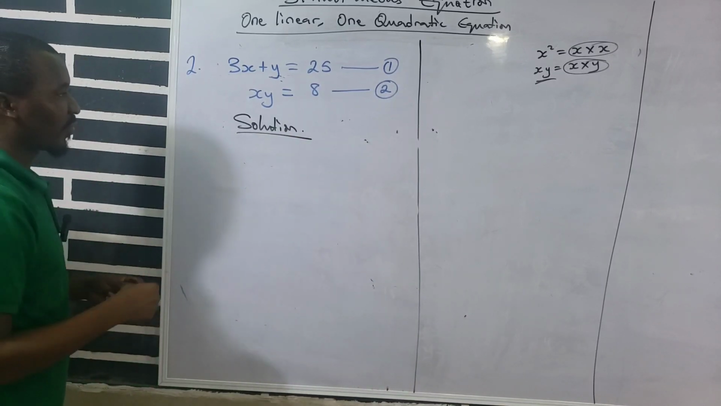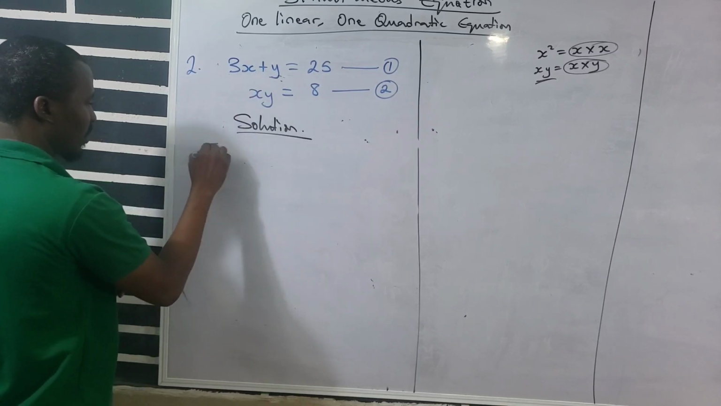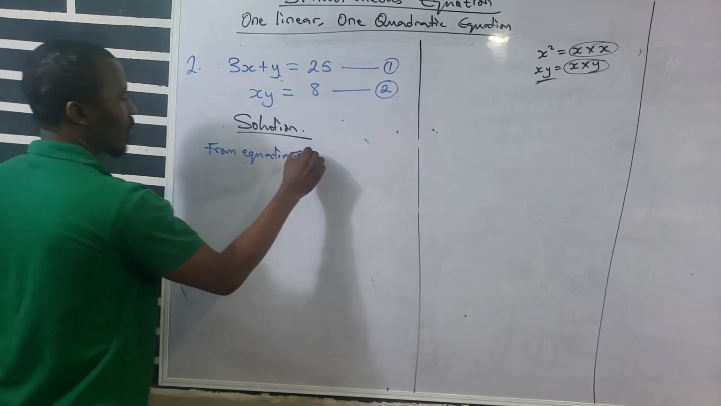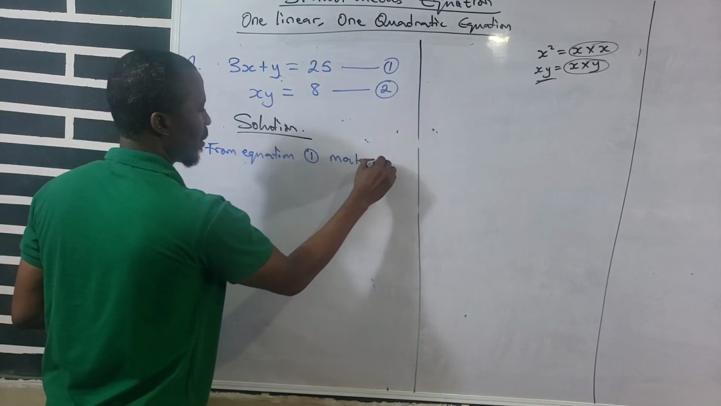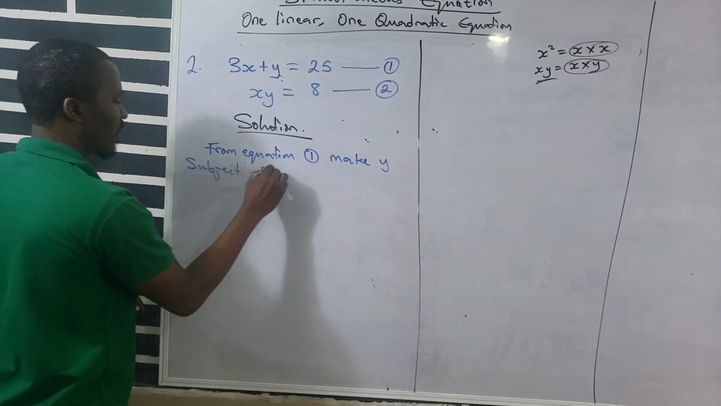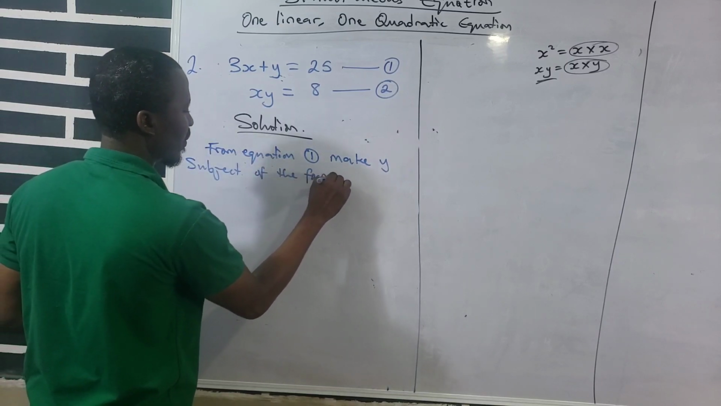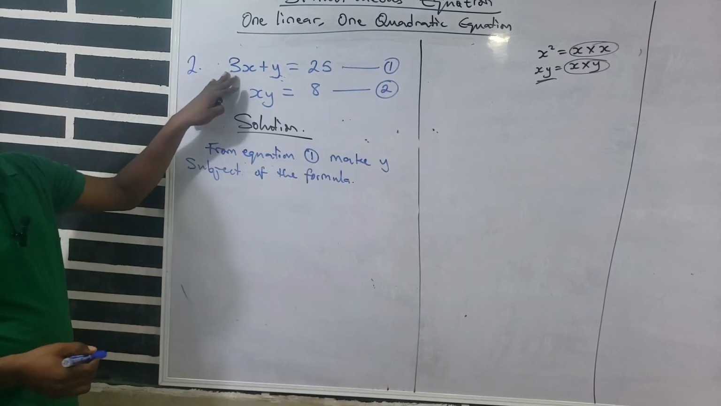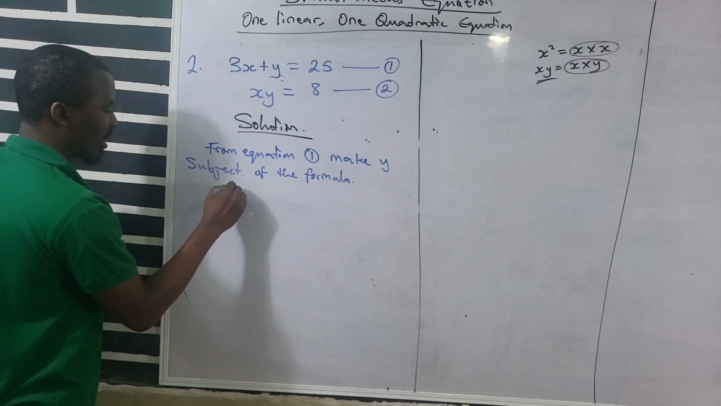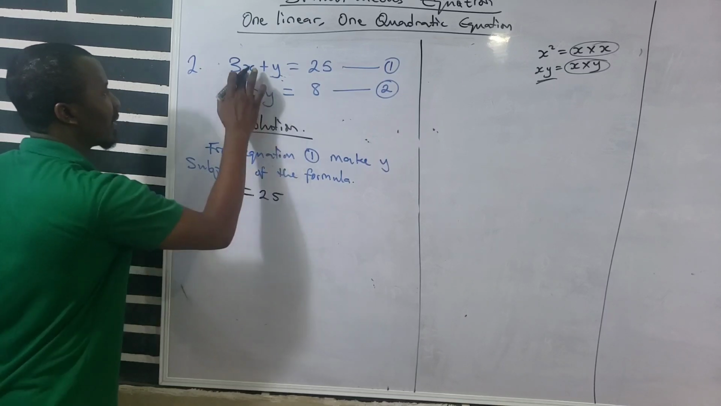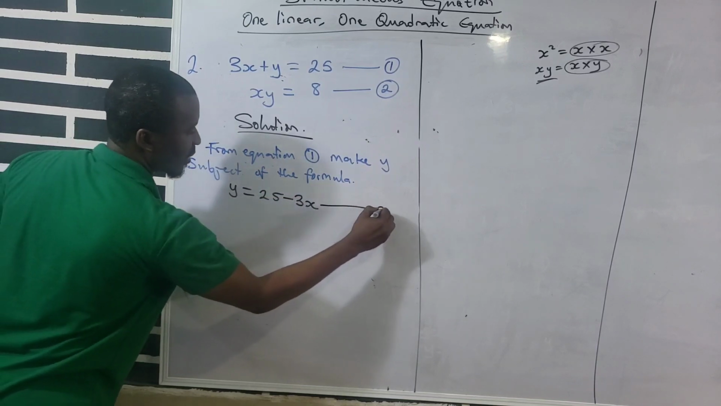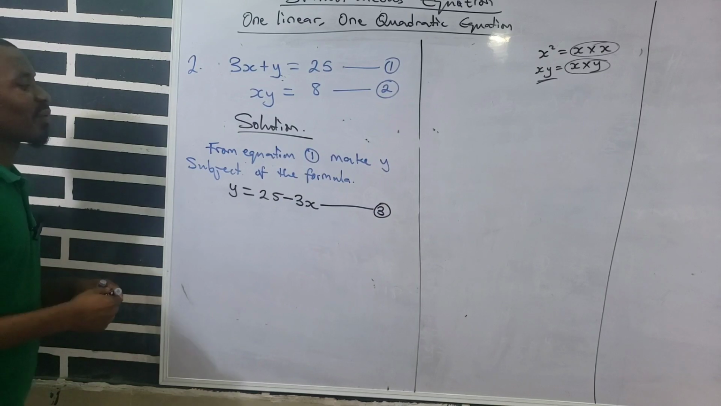So the same way from the linear equation, we say from equation 1, make y subject of the formula. So we are going to make y subject of the formula. So from equation 1, that will give us that y equal to 25, when 3x cross over here, minus 3x, that will give us our equation 3. So now we have gotten our equation 3.